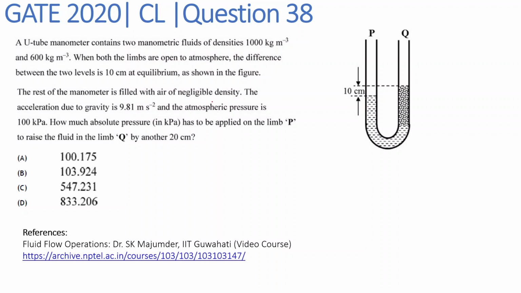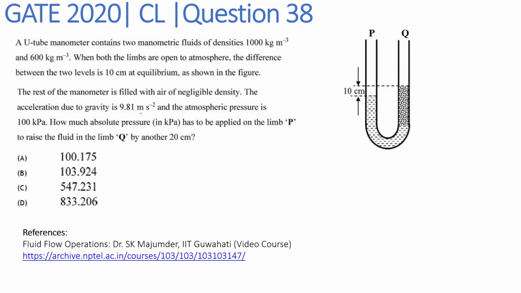So this is question number 38 from GATE 2020. And the question is, a U-tube manometer contains two manometric fluids of density 1000 kg per meter cube and 600 kg per meter cube. When both the limbs are open to atmosphere, the difference between the two levels is 10 centimeter at the equilibrium as shown in figure. The rest of the manometer is filled with air of negligible density.